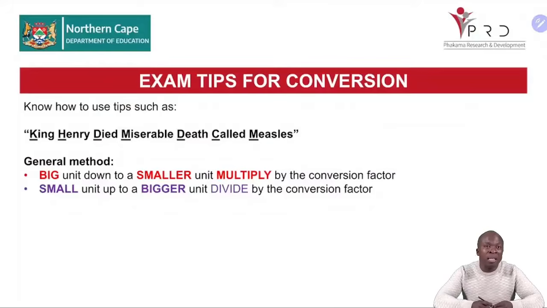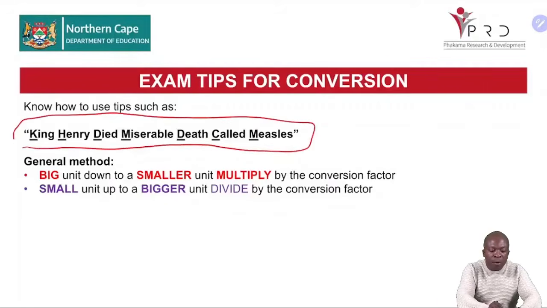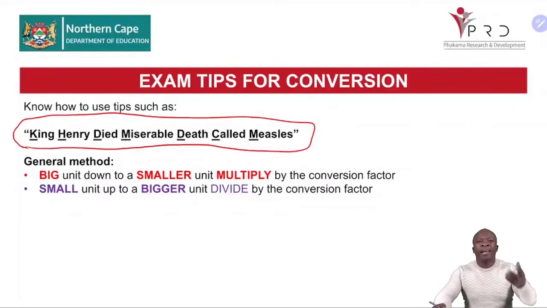So now let's look at a few tips when we deal with conversions. Once you get your question paper, or any paper that you are trying to solve, this is my suggestion. Write this sentence that I have given to you here. I'm sure you have seen it before. King Henry died miserable death called measles. I'm going to say it again. King Henry died miserable death called measles.